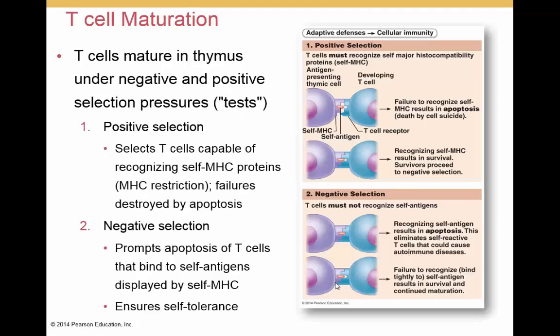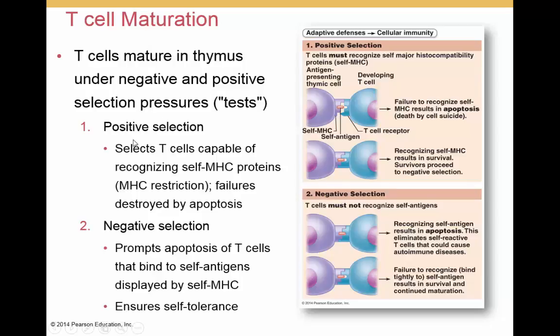Here is how T cells mature, and then we'll talk about the B cells. T cells, you know, they mature in the thymus, and they're going to take 2 tests. One is positive selection, the next is negative selection. And here's the big picture. They were formed in the bone marrow, they headed to the thymus.